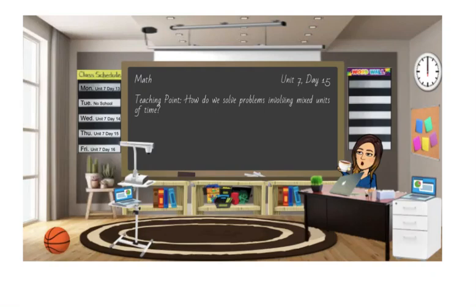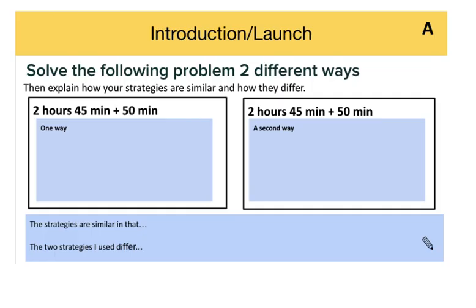Today, we will be looking at how we could solve problems involving mixed units of time. Let's go ahead and get started by looking here at slide A. So solve the problem two different ways, then explain how your strategies are similar and how they differ. So you're adding 2 hours 45 minutes to 50 minutes, two different ways. Go ahead. When you're ready, unpause.